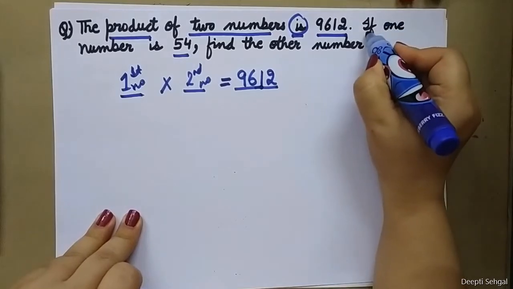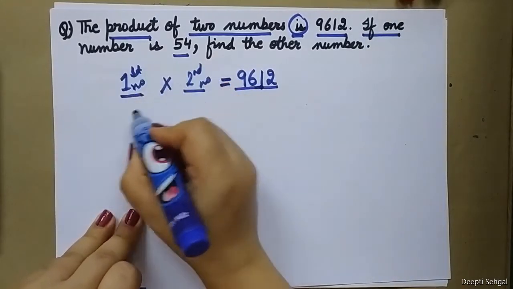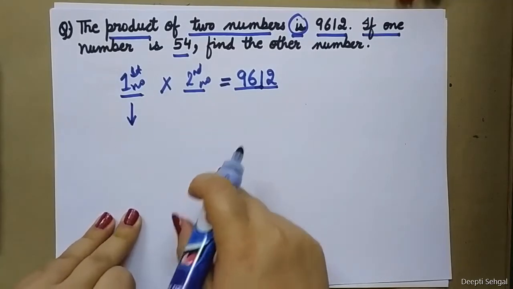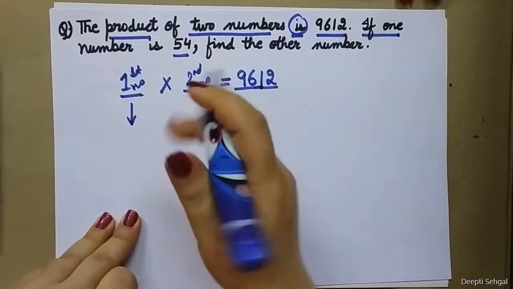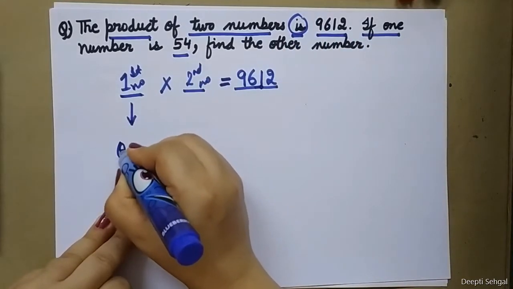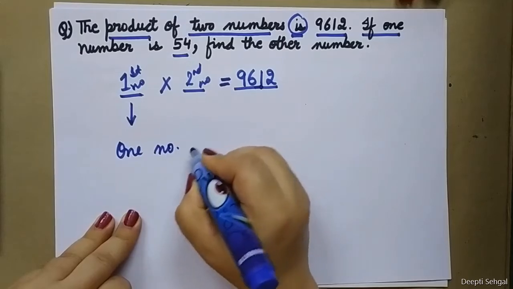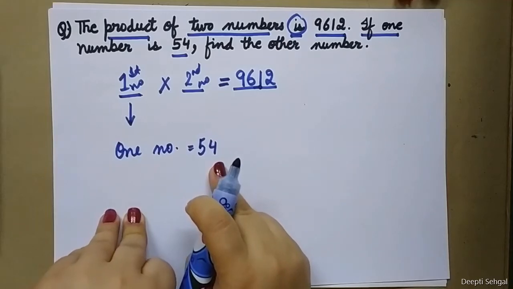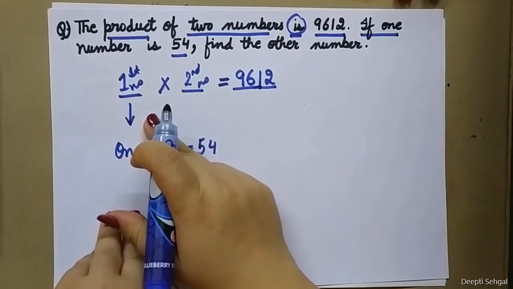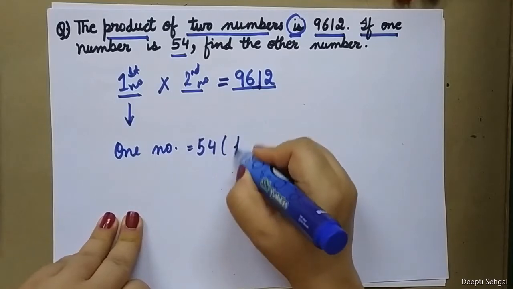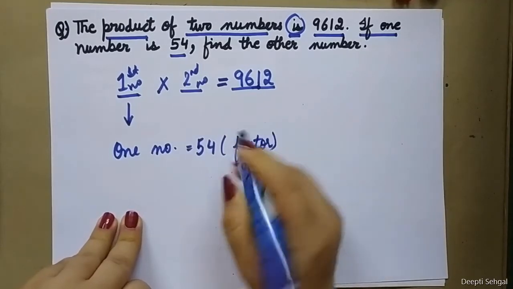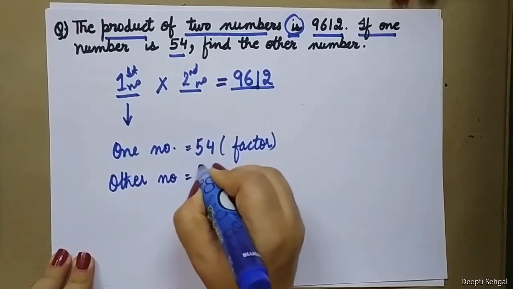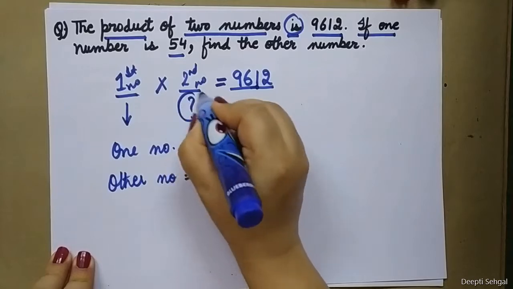Now next sentence is, if one number is 54, I can take it as first number or I can take it as second number, it is up to me. So if one number is equal to 54, the numbers which we multiply are called factors. So we can write it as factor also. So if one factor is 54, the other number will be, we have to find this. So what to do?